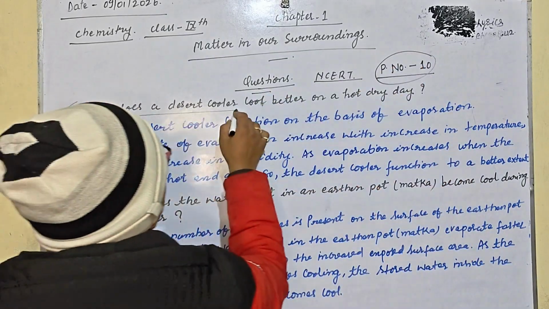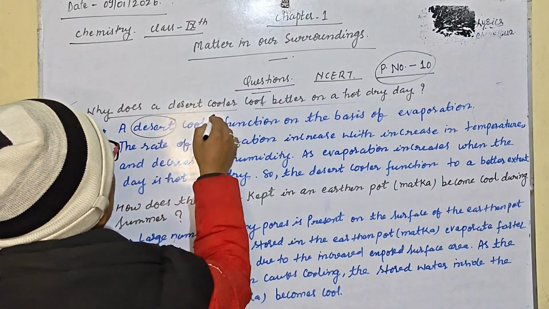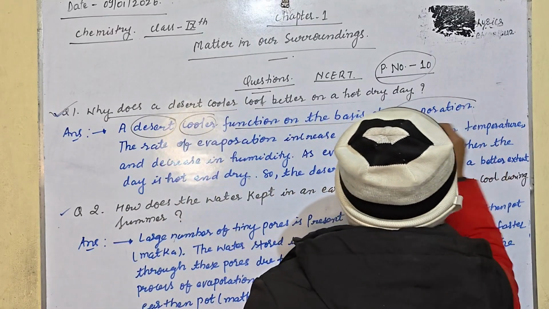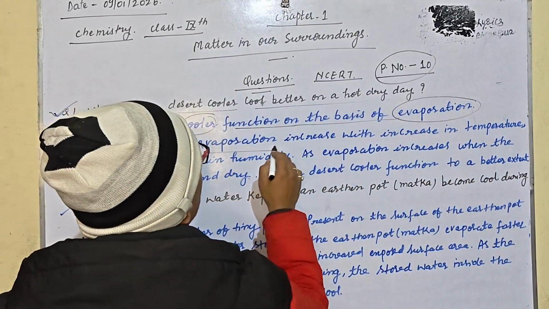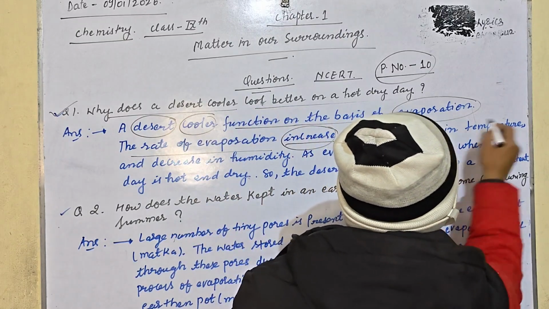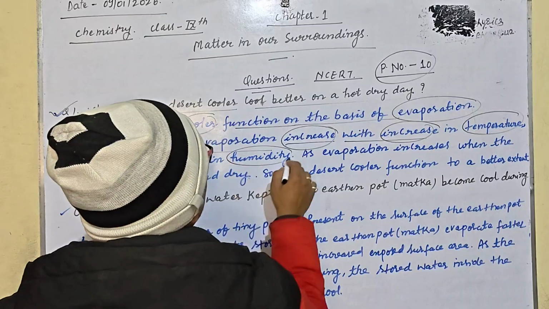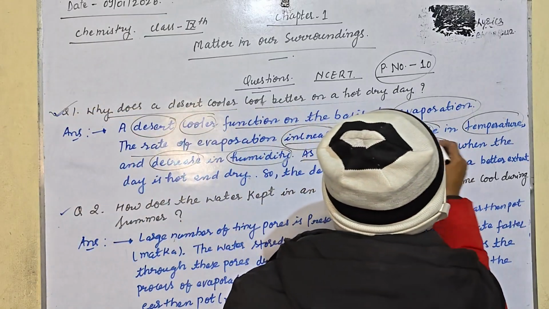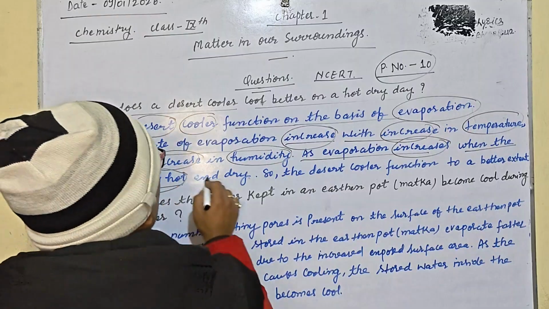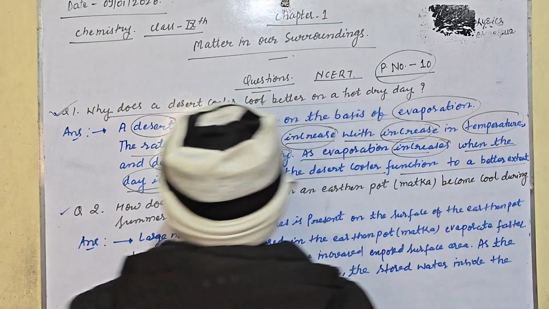Why does a desert cooler cool better on a hot dry day? A desert cooler functions on the basis of evaporation. The rate of evaporation increases with increase in temperature and decrease in humidity, as evaporation increases when the day is hot and dry. So the desert cooler functions to a better extent.